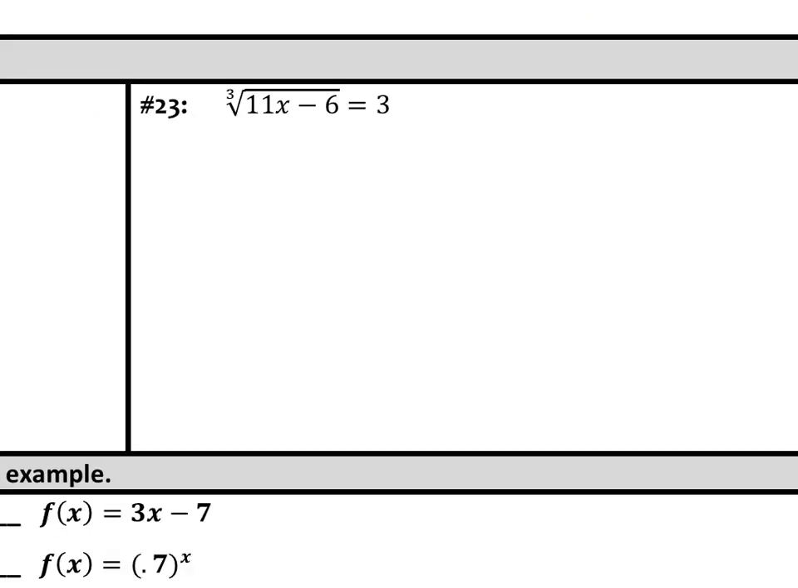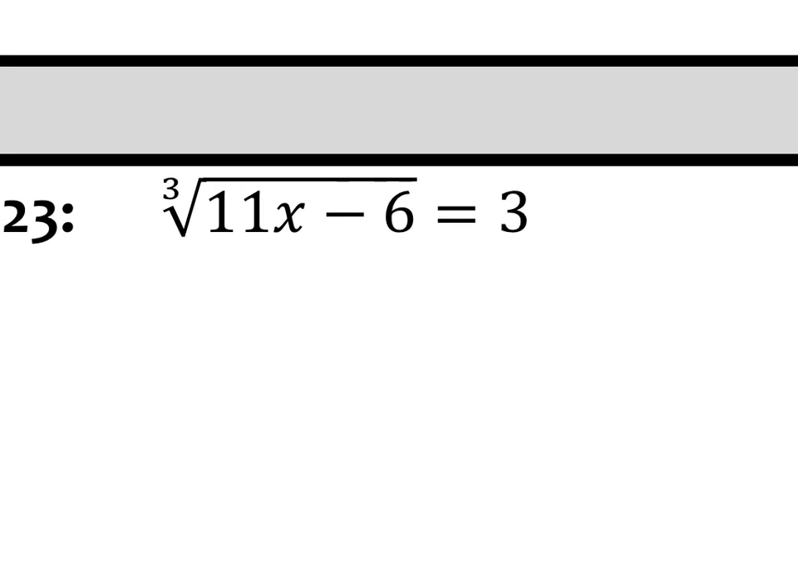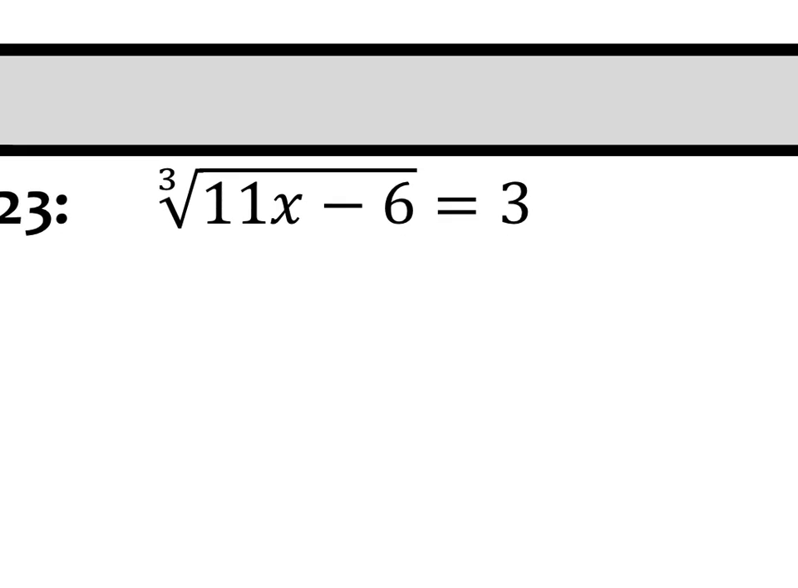Done. Okay, on the previous problem, I alluded to the fact that our exponent really depends on whatever this number is. So that 3, that index or that root number, is going to tell us that we are going to cube both sides, which means take both sides to the 3rd power. On the left, cube and cube root cancel each other out, so we've got 11x minus 6. And on the right-hand side, we have 3 to the 3rd power.